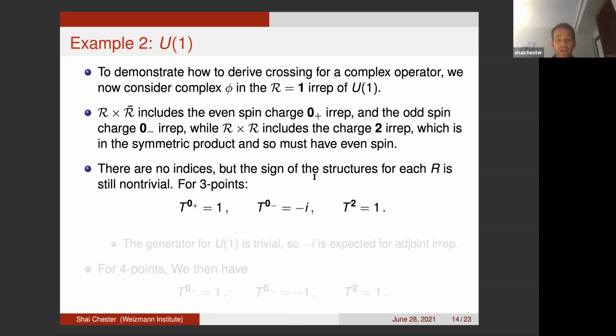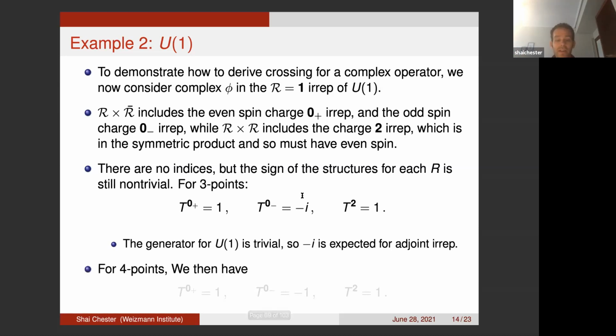So for instance, for 3-point functions, I'm going to choose the signs for the even spin singlet and the charge 2 to be 1. And for the odd spin singlet, I'm going to choose it to be -i, where this -i is motivated, as usual, by our desire to match the canonical normalization for the current. Because remember that it should always be -i times the generator. Or I think it's i times the generator.